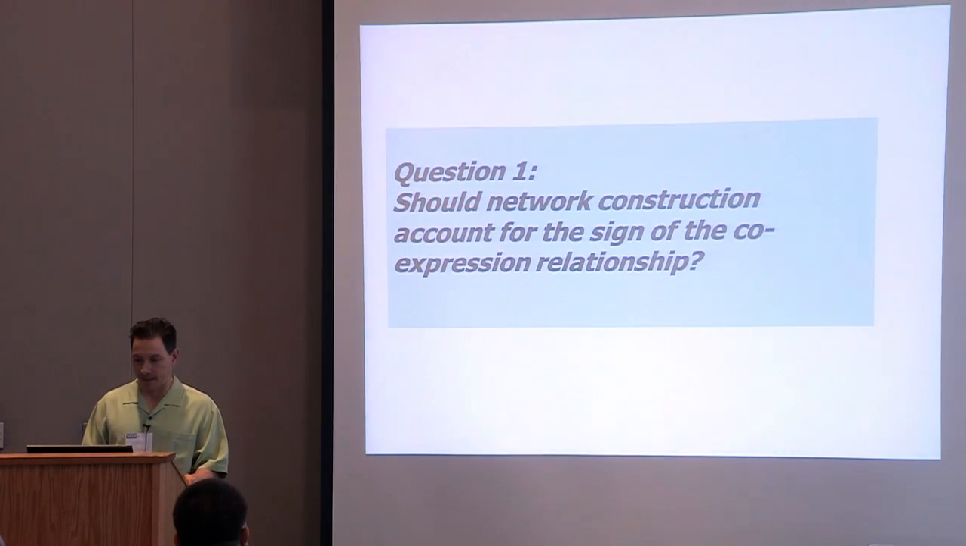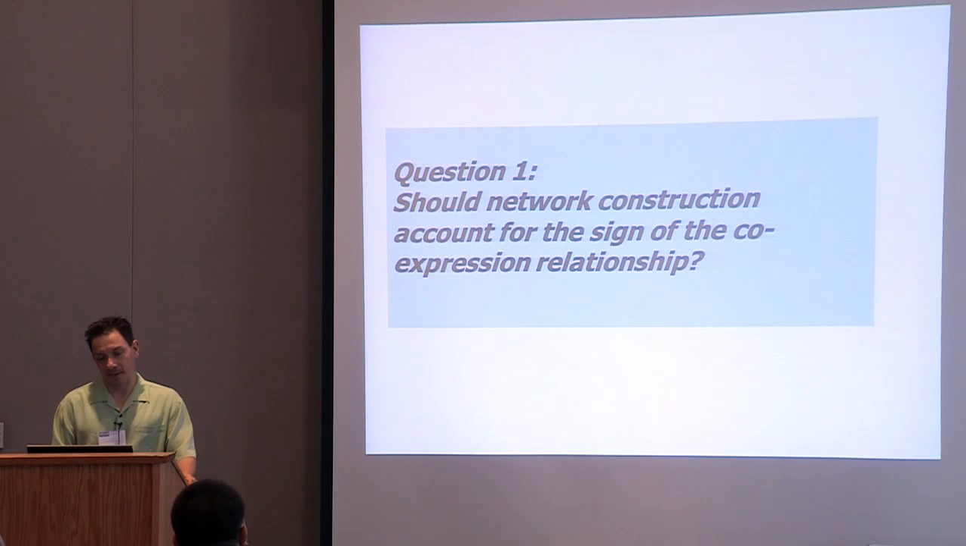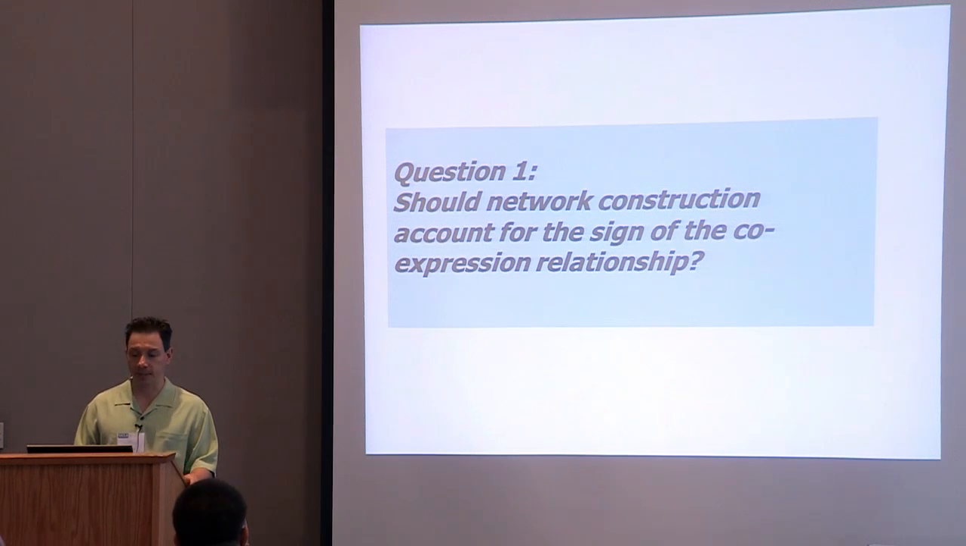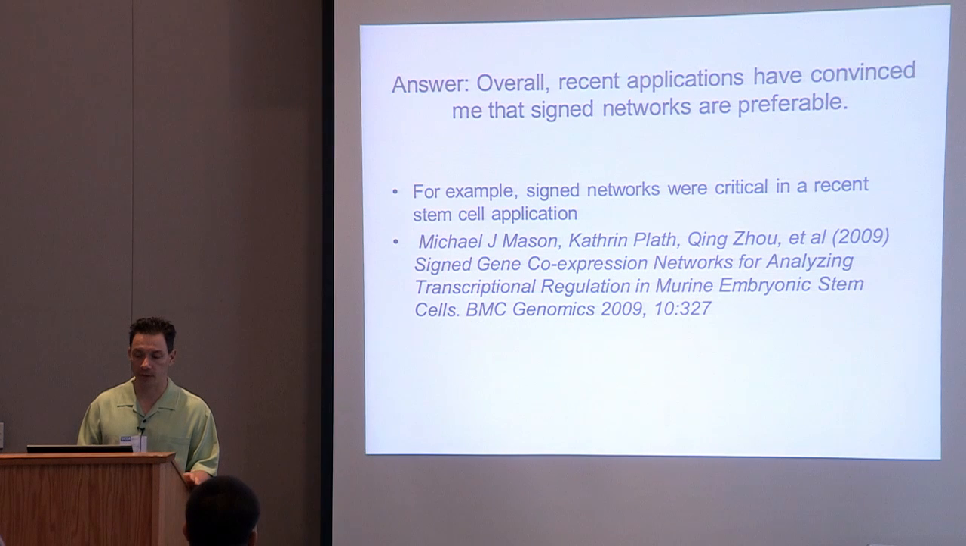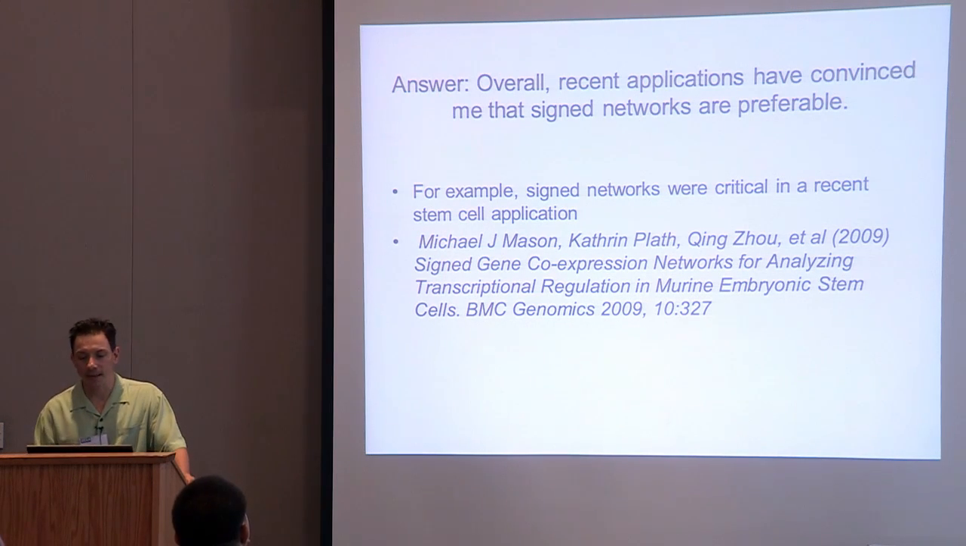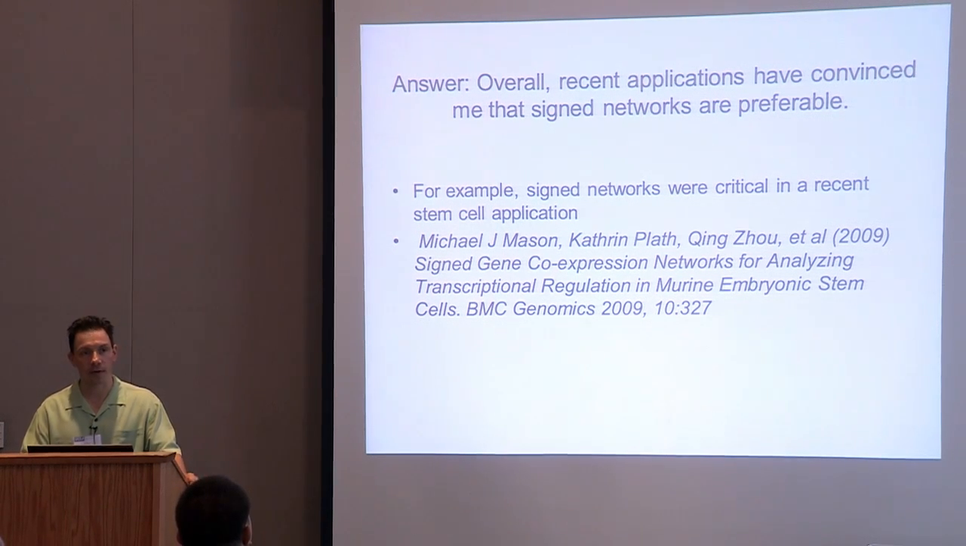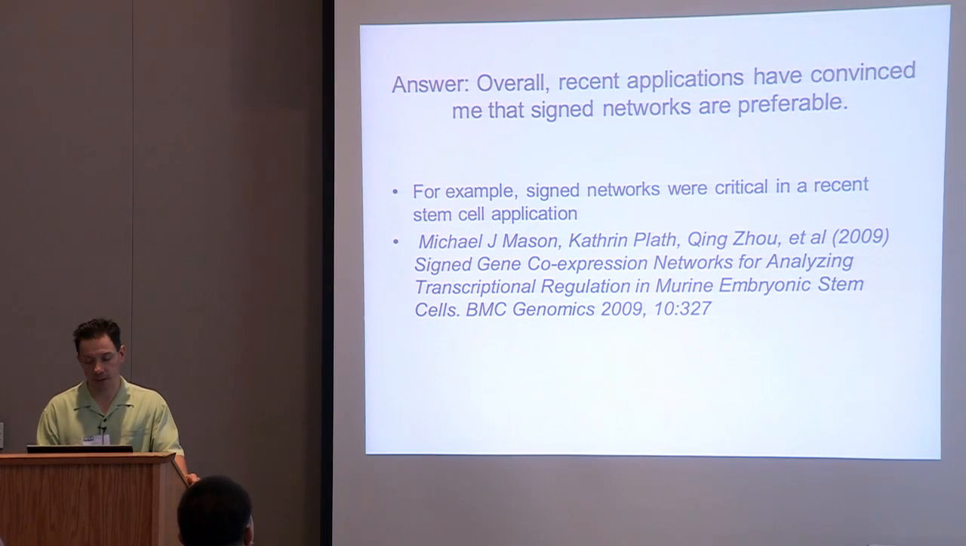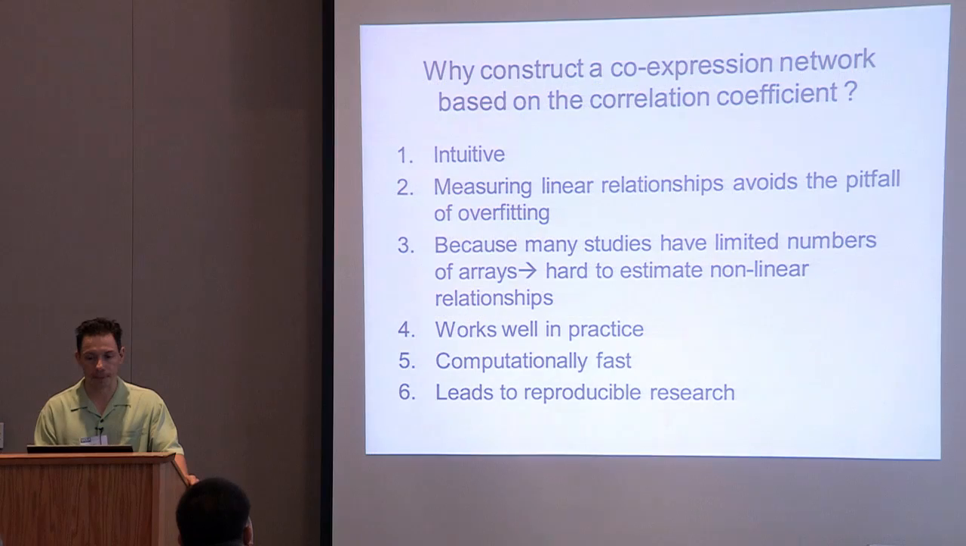Good. So we already discussed this question: should network construction account for the sign of the co-expression relationship? And here's an article I cite, but I could cite many others, where we found that using signed networks was really critical to find biologically exciting modules, and therefore we prefer it.